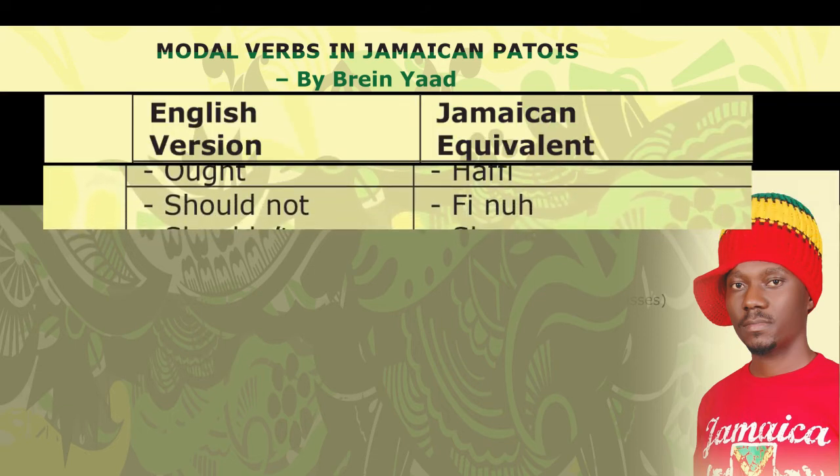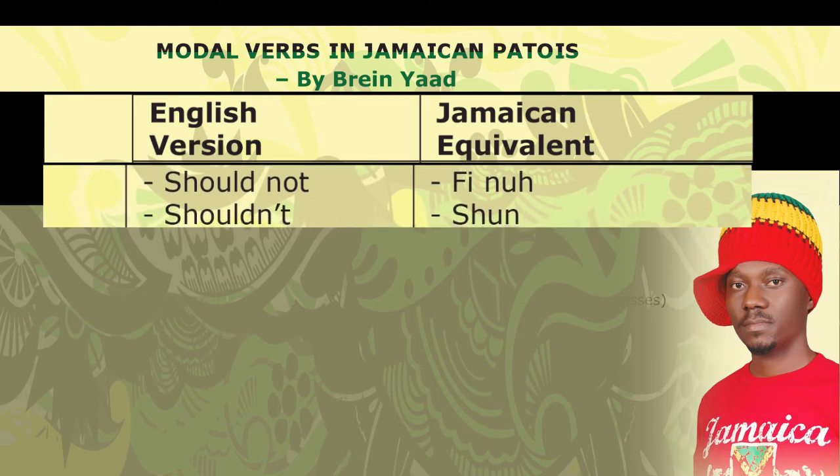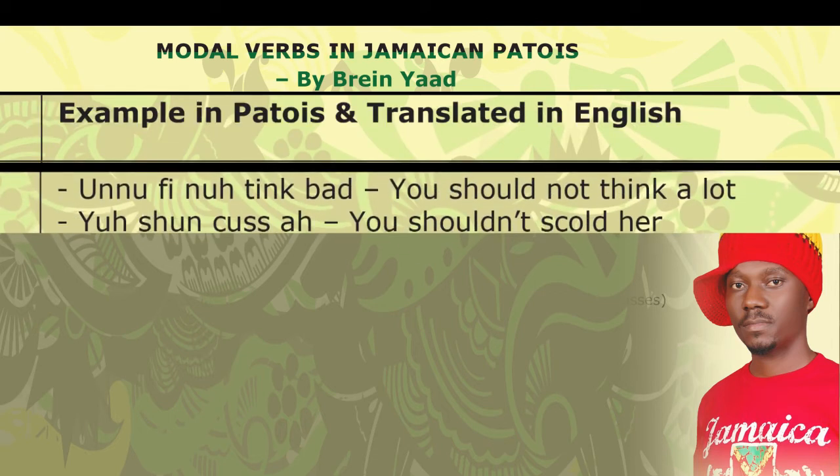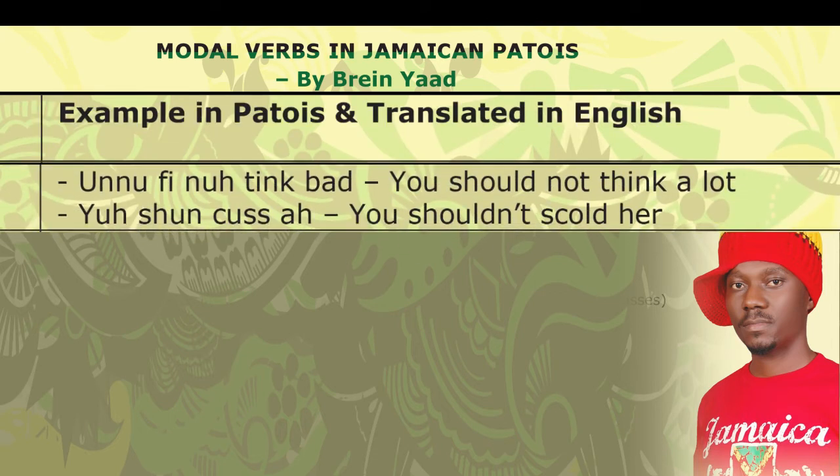Yes, we go to modal verb should not. How do you say should not? Fi no. And shouldn't, shun. So should not, we simply say "unu fi not think bad." Unu fi not think bad, meaning you should not think a lot. Think bad. Unu fi not think bad, you should not think a lot.